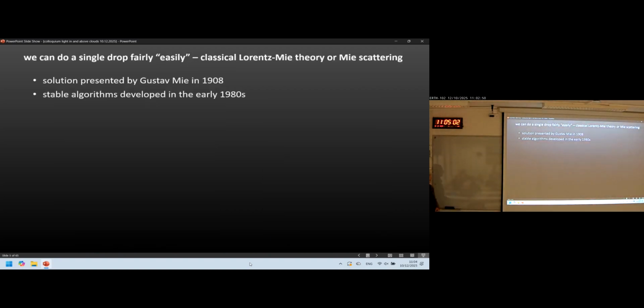Now, we can actually do a single drop fairly easily. I put easily in quotes. We'll see why in a moment. Because the theory to describe scattering of light by one single spherical scatterer has been known since 1908. It was a solution presented by Gustav Mie. And it took some decades, but by the early 1980s, we had stable computer algorithms that could do the calculation for us. And it can do it for pretty much any spherical scatterer, any size, any refractive index that we want, stably. So that's a very good tool that we've had for decades. And this comes under what's called Mie scattering, or the classical Lorentz-Mie theory.